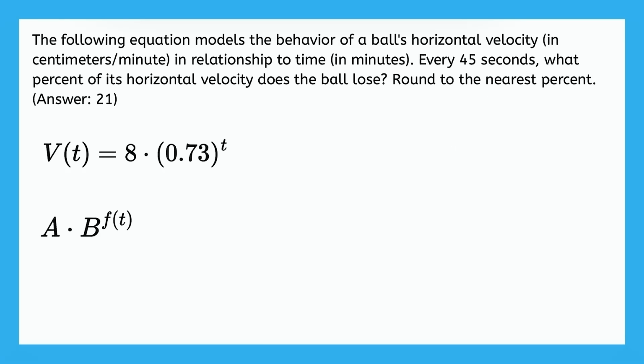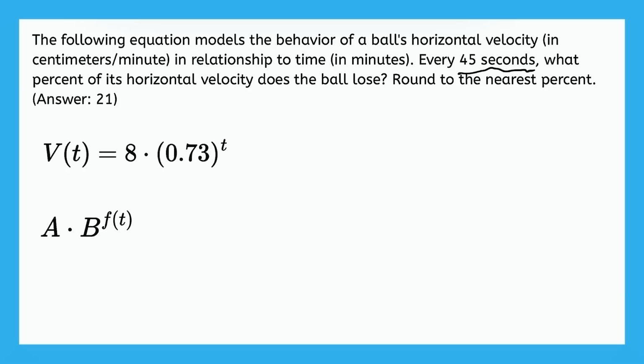Now this same kind of dilemma that we see with the units, that is, minutes versus seconds, is the type of dilemma that we would see in physics. So how do we approach this? First of all, the beginning of this question tells us that our equation is talking about time in minutes. So this t right here is in minutes. Now all of a sudden they say every 45 seconds, what percent of its horizontal velocity does the ball lose?